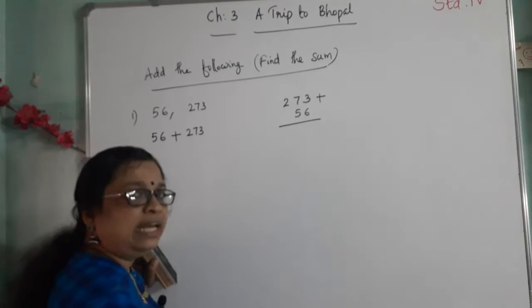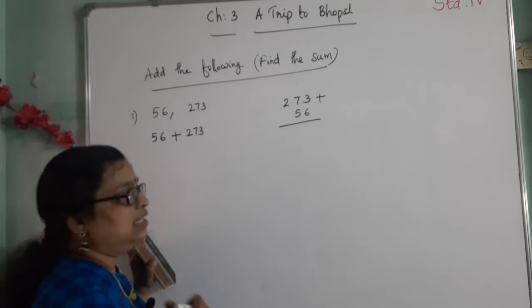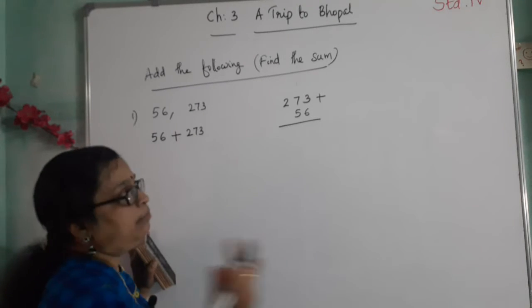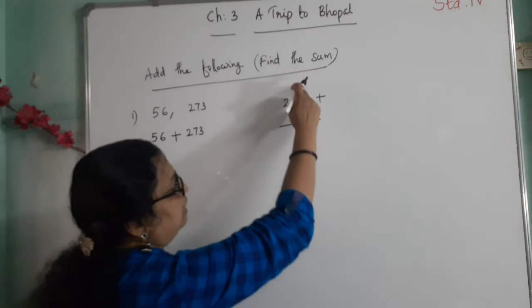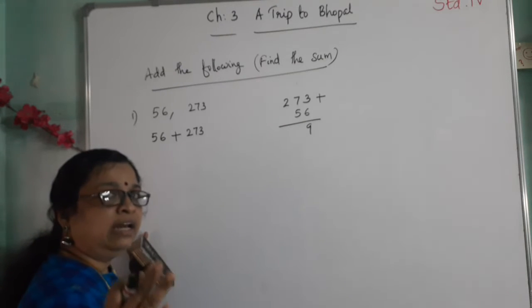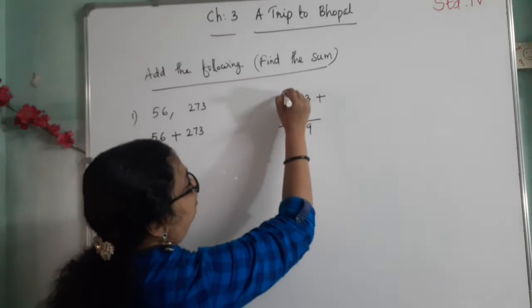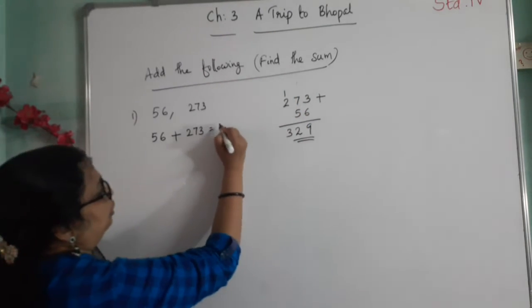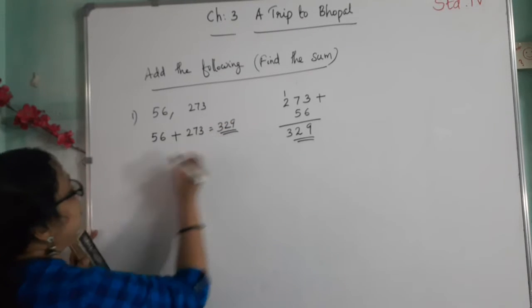3 plus 6: keep the greater number 6 in mind, and 6 after 7, 8, 9. So we get 9. Then 7 plus 5: 7 in mind, 7 after 8, 9, 10, 11, 12. 2 here, then 1 carrying. Then 2 plus 1, 3. So the answer is 329.